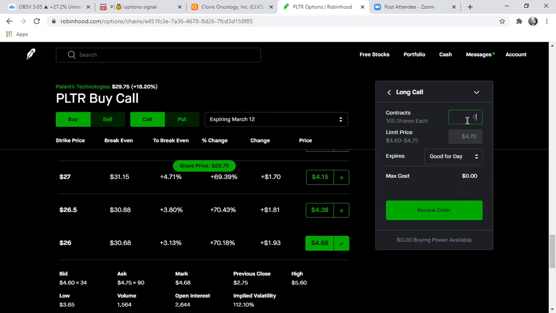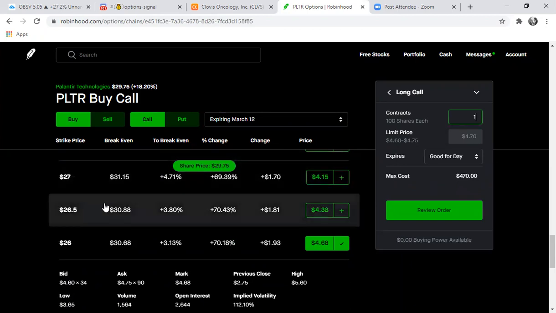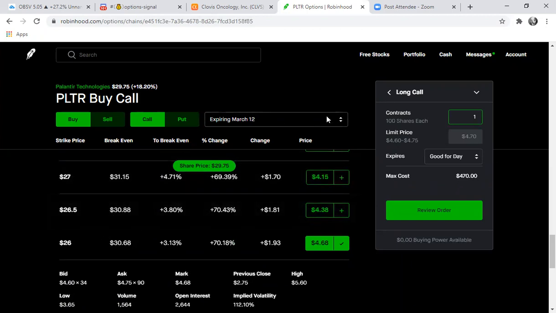You put in one. If you're new, I always recommend doing one contract. And you're investing $470. And what you're basically doing is saying by March 12th, if not sooner, I believe Palantir will be above $26. You're pretty much betting, but it's legal. You're betting that Palantir will be above $26 by March 12th. That's it. The more it goes up, the more money you make. So as of now, we're currently up in the money because it's at $29.75 right now.